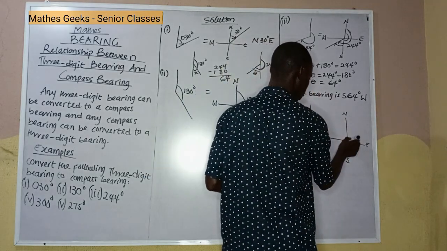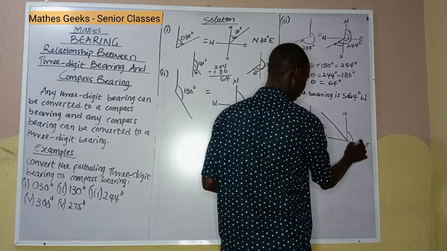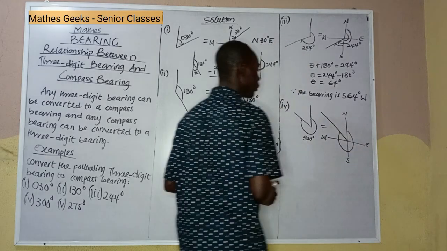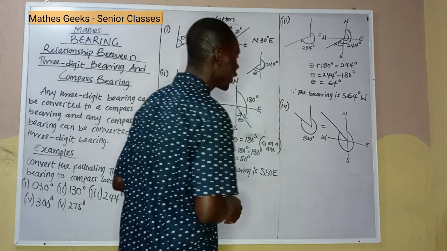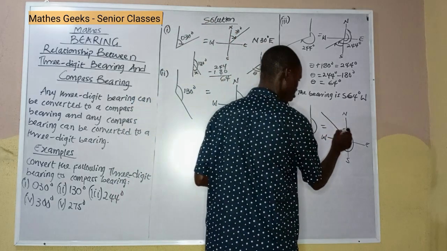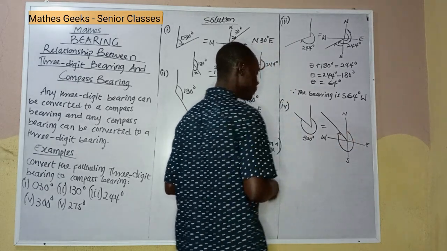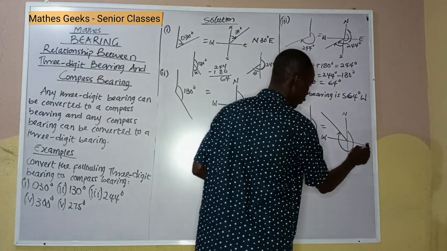So what do you do? Just draw a line. So let's say this is our 300. So from the north to meet this line, because in compass bearing, the principle is that the measurements start from the north only to wherever the line is. So you meet it here, so you draw your arrow to indicate that the measurement started from here and ended when it met this line. So this is 300 degrees.